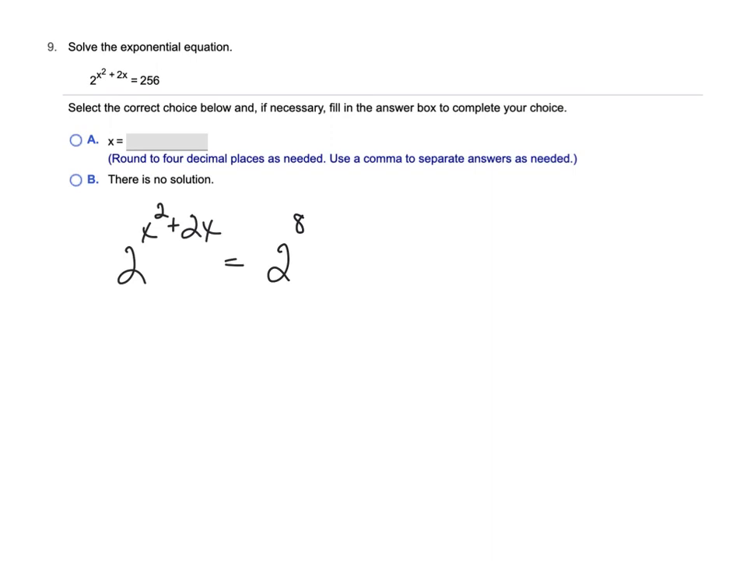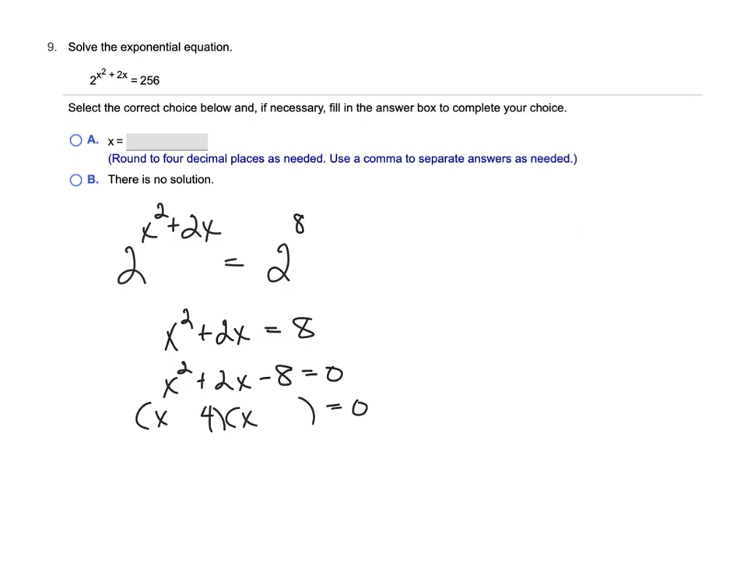Now that we have 2 and 2, we can set our exponents equal to each other. Notice we have an x squared, so this is a quadratic, and we have to solve it like a normal quadratic. We do that by bringing everything over to one side, so subtract the 8 over, and then we have to factor. We'll get 2 possible answers. So 8 is 4 times 2. It looks like we can get x equals -4 and 2. 2 possible answers.